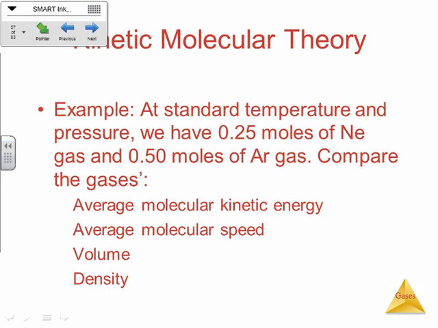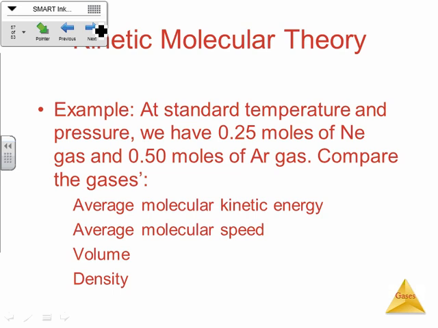Okay, so let's do a little example here. At standard temperature and pressure, we have 0.25 moles of neon gas and 0.50 moles of argon gas. And we want to compare the gases' average molecular kinetic energy, average molecular speed, volume, and density. Okay. I guess we can answer this second part of the question now. We'll be able to answer this a little bit better in a minute.